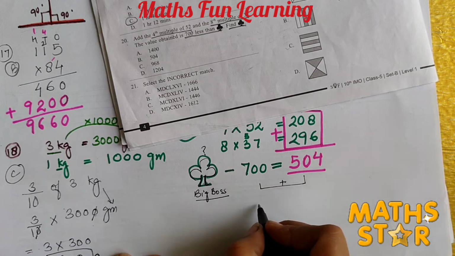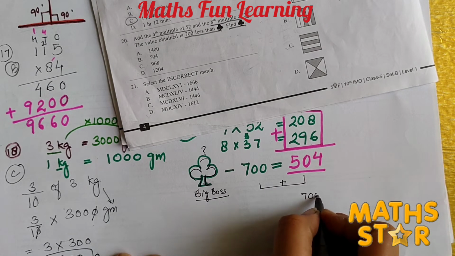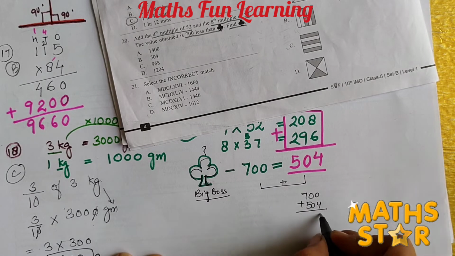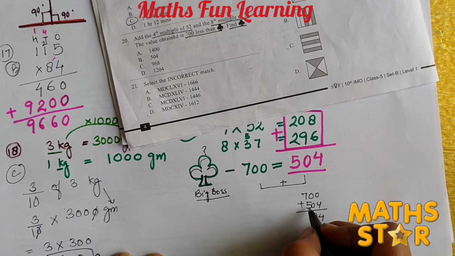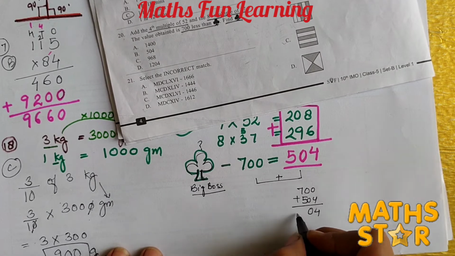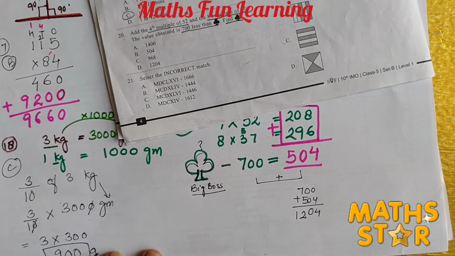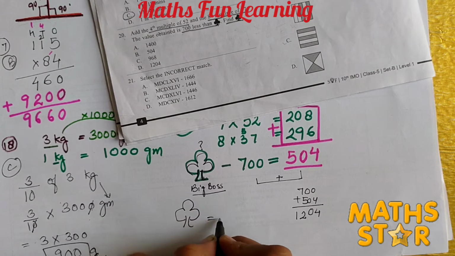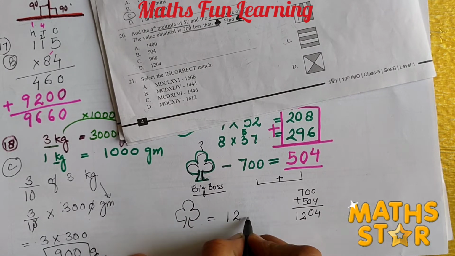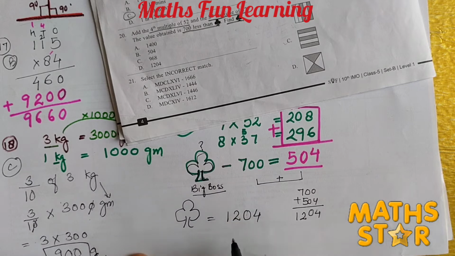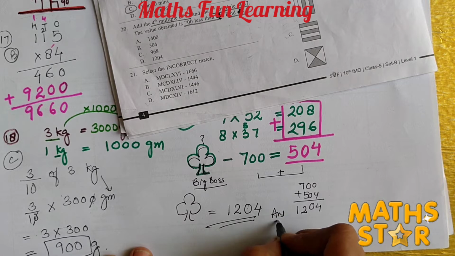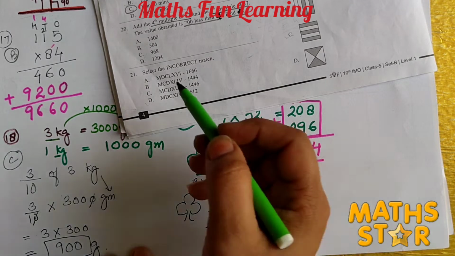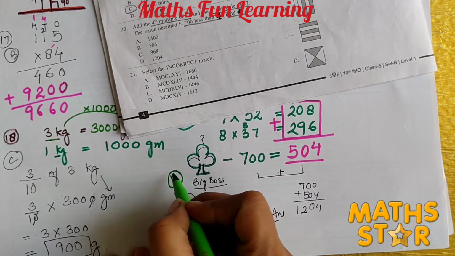Add it please. So 700 plus 504, you will get 4, 0. 7 plus 5 is 12. So you will get the big boss, or this tree's value, is 1204. This is our answer. Is it clear? So option D is correct.